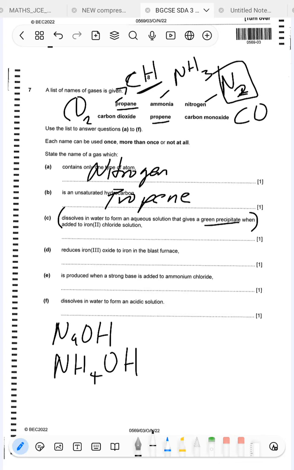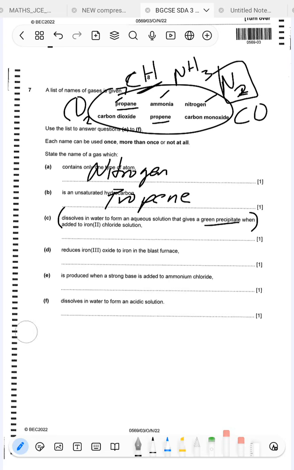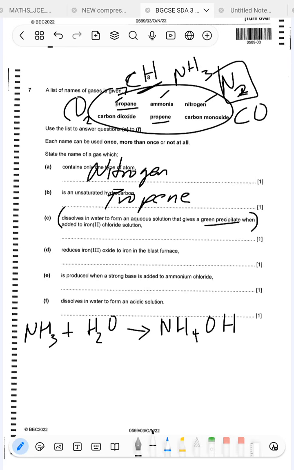Now, from the list above there, we don't have anything related to sodium hydroxide. Okay, but we do have something that can give us this, because remember, whatever substance that we have amongst this list here is going to first dissolve in water. Okay, so how does that happen? In order for us to get ammonium hydroxide, we start off with ammonia. Okay, the gas. So NH3 is going to dissolve in H2O to form ammonium hydroxide. Okay, ammonium hydroxide. So that's how we get this guy.